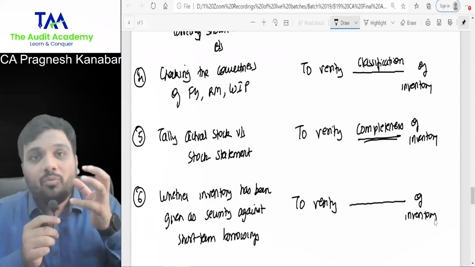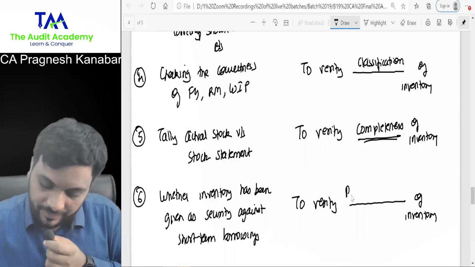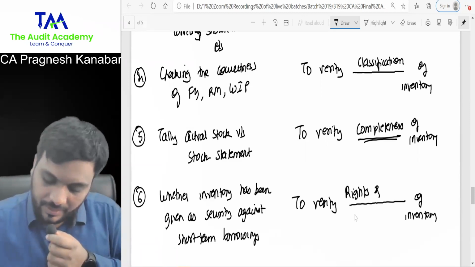Then, how much does the entity control the inventory? What are the obligations? So I'm trying to verify the rights and obligations of inventory.